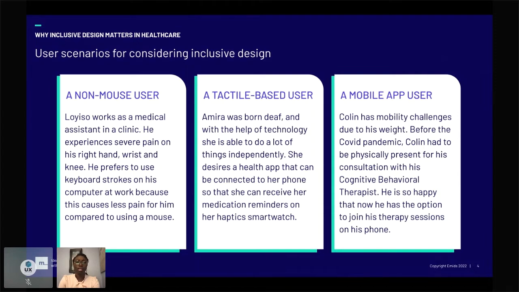And this was a great experience for him because it reduces the necessity of him having to travel to the clinic to see his therapist. But then if the application is not designed in a way that can support a good experience using a phone, then Colin will not have the best experience. So I say this to let us see how we should start thinking beyond designing for usability, but designing for inclusiveness, that we are considering users that are not within the range of what we call typical users or target users.